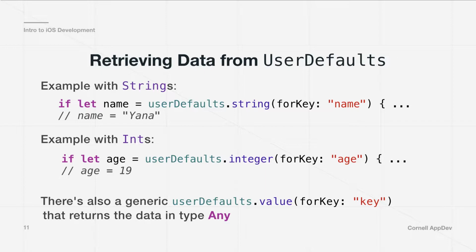And similarly for integers, if I do user defaults.integer for key age, you'll get 19 because that's what we stored on the previous slide. And then there's also a generic function, user defaults.value for key, and that'll return kind of anything. If I used user defaults.value for key name or age, it's just going to return the data in type Any, and then you'd have to cast it into the type that you'd want it to be in. So if you know what it is, it's always best to use the one that corresponds to it. Otherwise, you'd have to deal with casting.